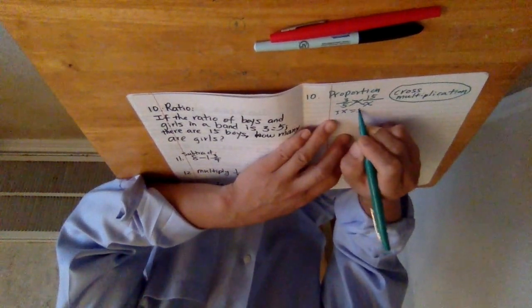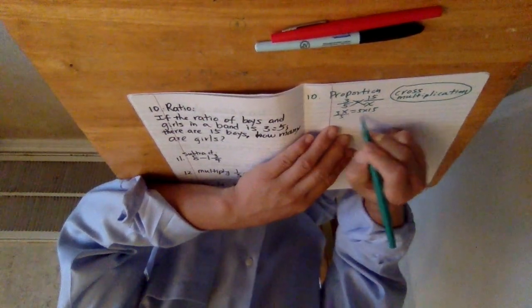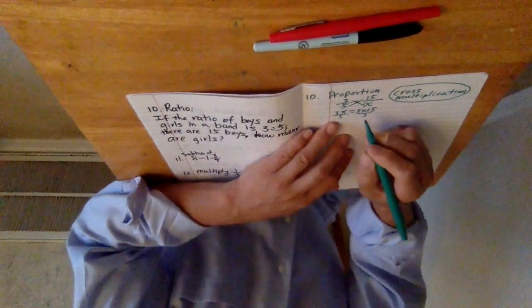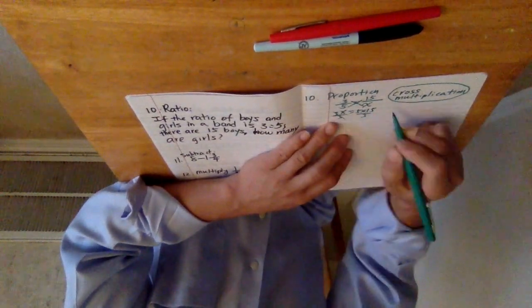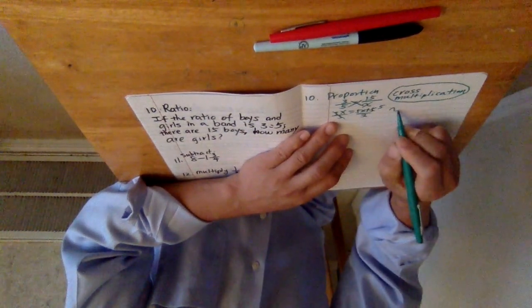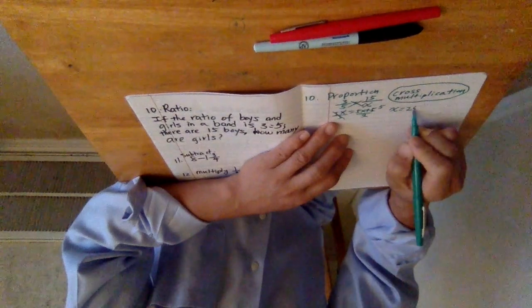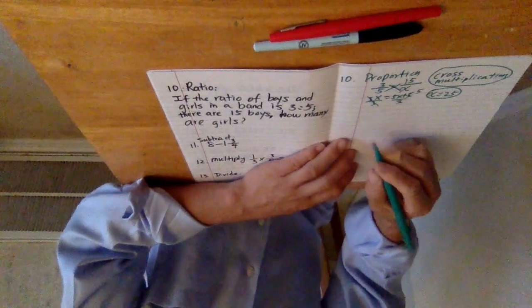3x equals 5 times 15. You're going to divide by 3 on both sides. That's called the inverse operation of multiplication, division. So 3 and 3 cancel out. 3 goes into 15 five times. x equals 5 times 5 equals 25. Number 11.